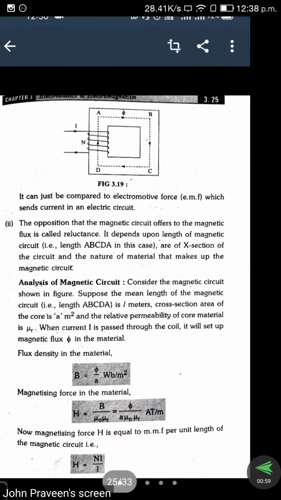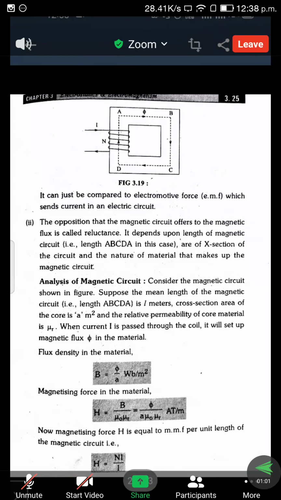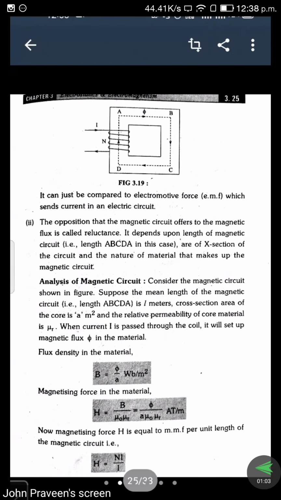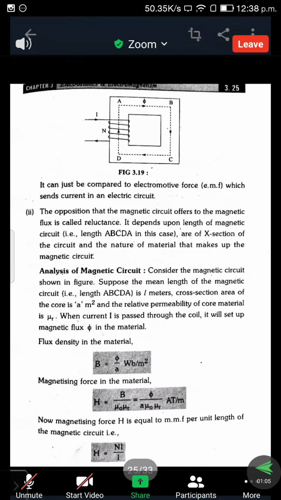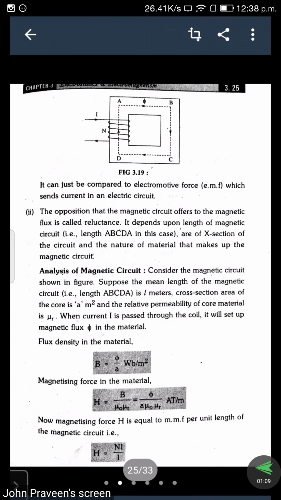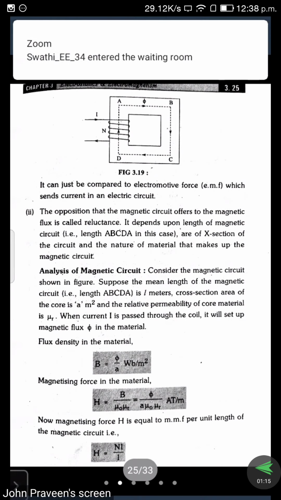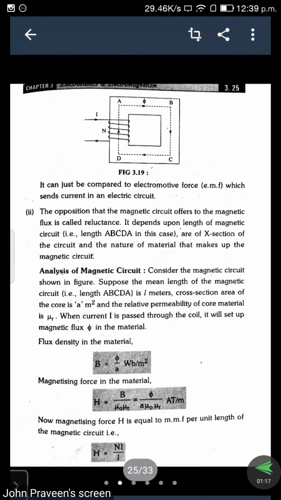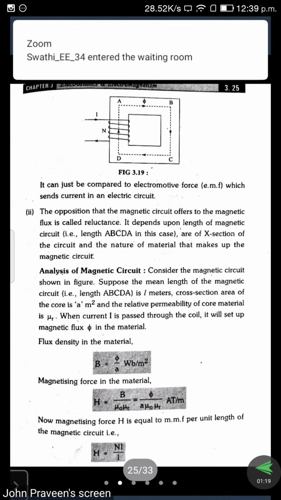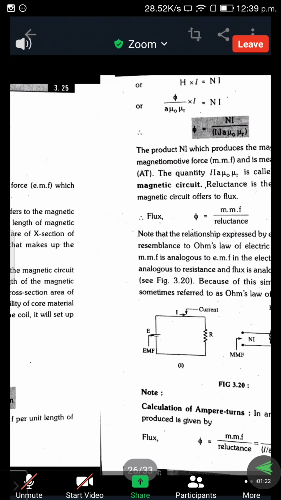Instead of B we can write phi by A. Then we are getting the equation H is equal to phi by A into mu naught into mu R ampere turns per meter. Then we define the magnetic field strength, that is H is equal to NI by L.